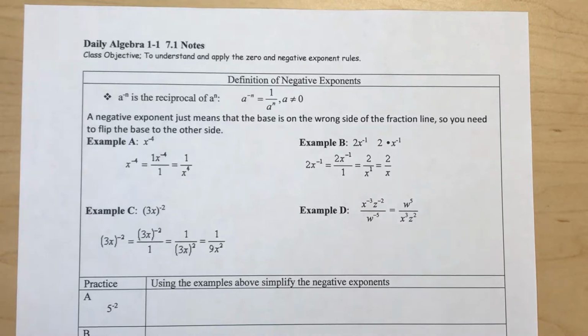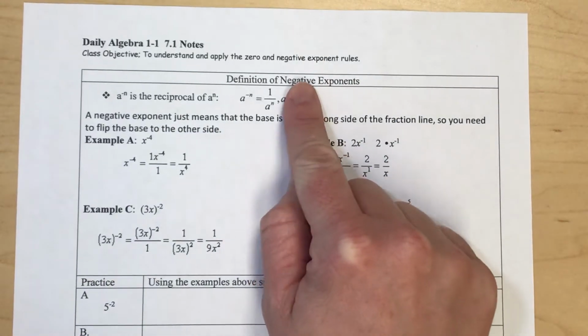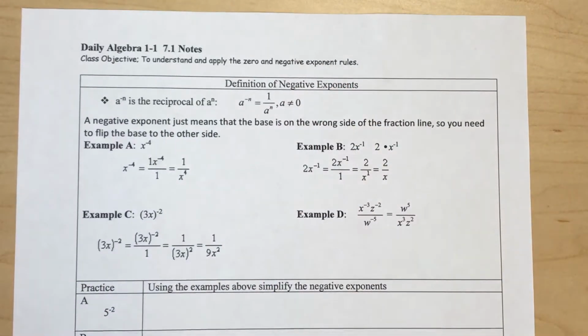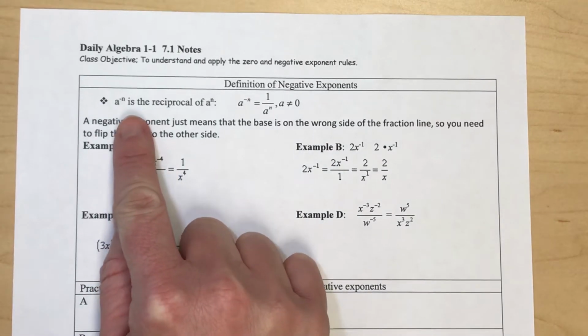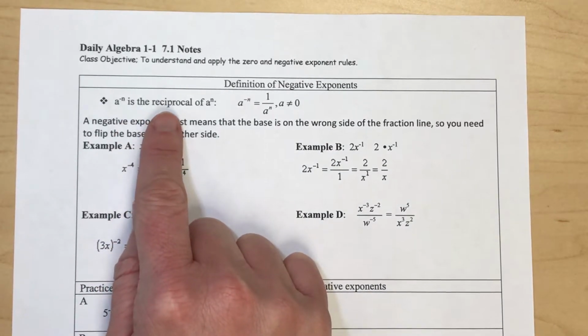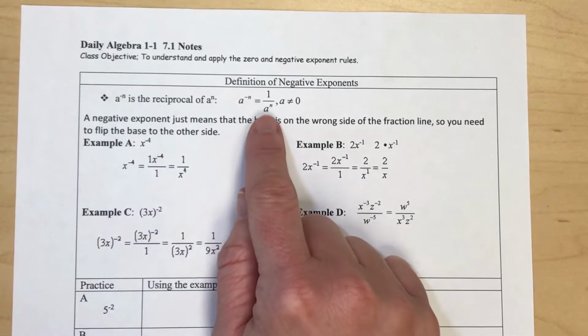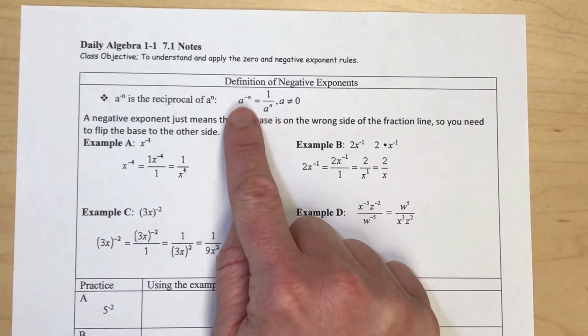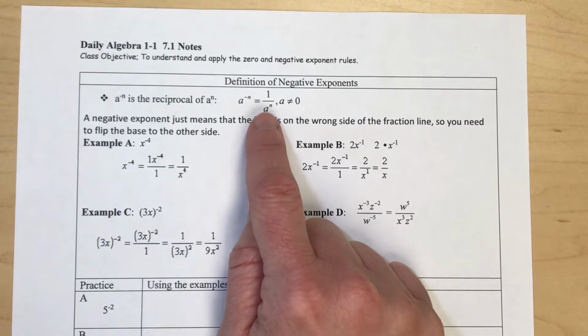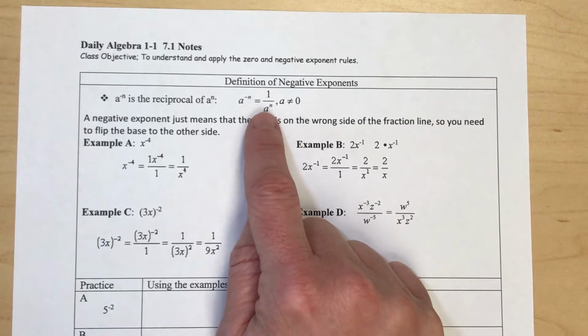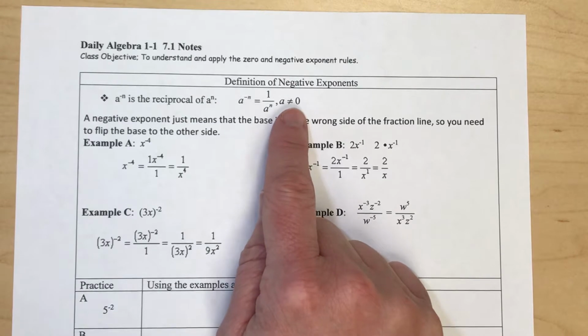In this video, I'm going to help you understand how to apply the zero and negative exponent rules. So just to talk about the definition of a negative exponent, it says here that a to the negative n is the reciprocal of a to the positive n. So a to the negative n really means that your base should have been in the denominator of a fraction all along. And this is going to work when a is not 0.